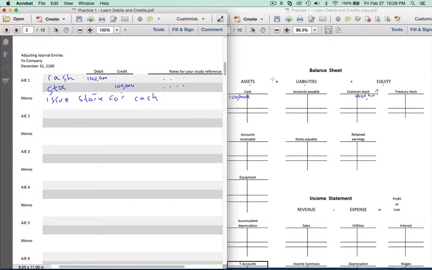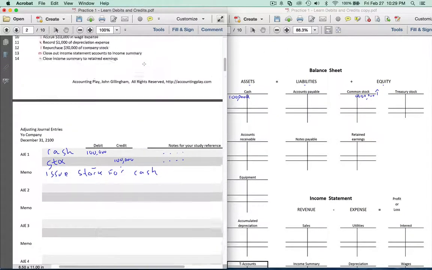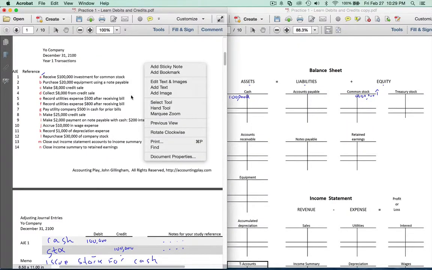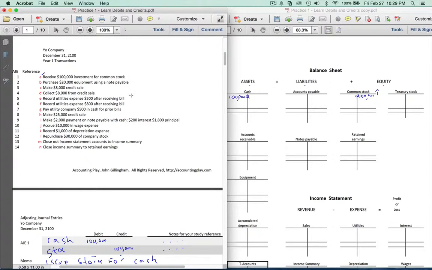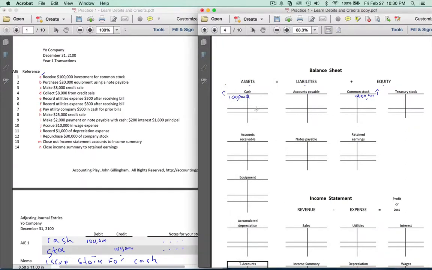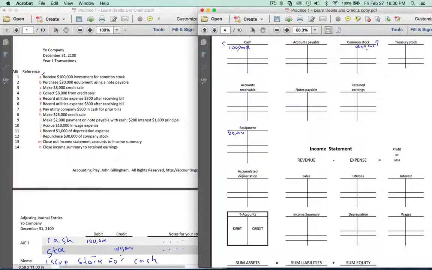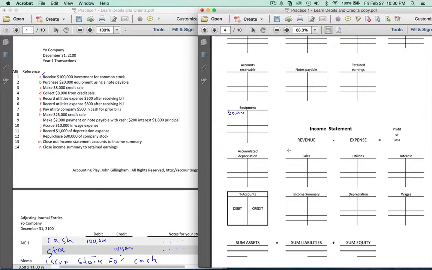Cool. Next transaction, I'm going to flip back over to here. We have purchased $20,000 of equipment using a note payable. So equipment is an asset and note payable is a liability. I just try and start with the side of the transaction you know. So purchase $20,000, that's asset up. We're going to do equipment for $20,000, debit, equipment up. If you're lost already, it's time to start with the basics, because this is a little bit more advanced.